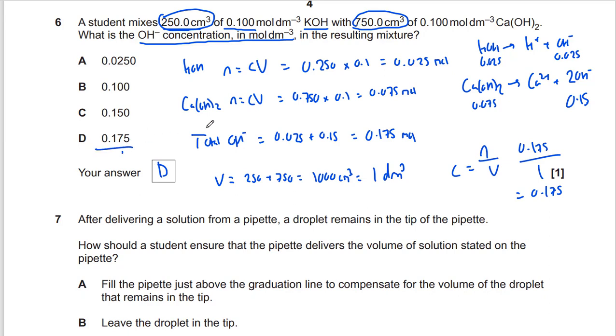So, common mistake here, and this is where people will make the mistake, is not realizing that calcium hydroxide produces 2 moles of OH minus. If you continue and just use 0.075 and 0.025, you will get B as your answer, which is wrong. So just be aware of that. You'll get 0.150 if you forget to add the amount of potassium hydroxide, and you'll get 0.025 if you forget to add the amount of calcium hydroxide. So all three other options are common mistakes. So just be aware of that going forward.